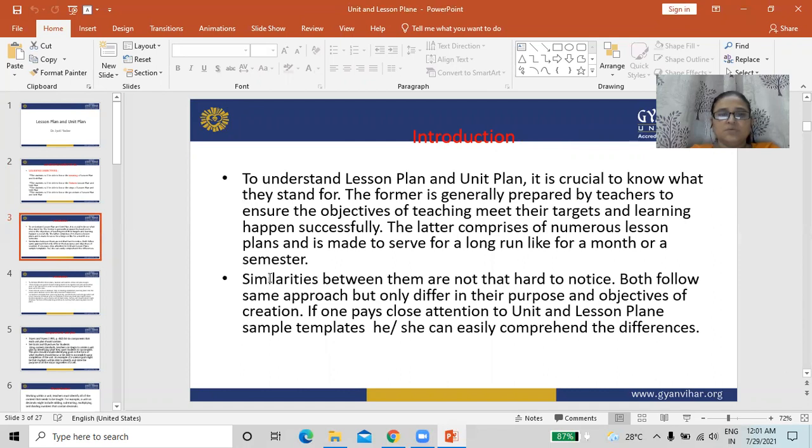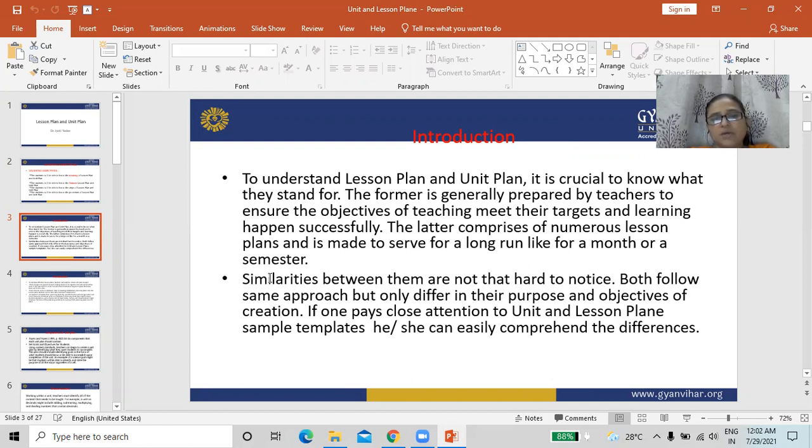Introduction to understand lesson plan and unit plan. It is crucial to know what they stand for. The former is generally prepared by teacher to ensure the objective of teaching meet their target and learning happens successfully.